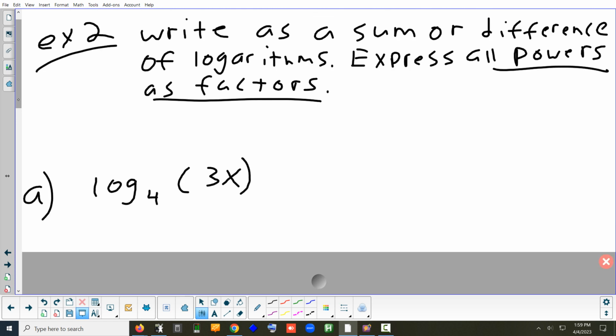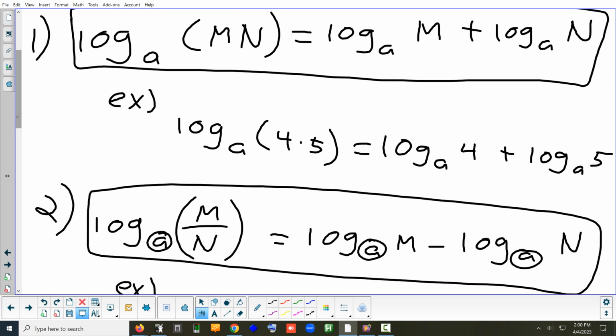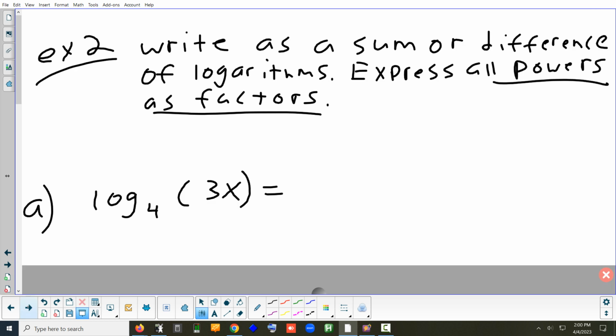Okay. So what they want us to do with these is to take something that's already a single logarithm and split it apart into 2. So when I split this apart, what operation is happening right here between the 3 and the x? They're being multiplied. How does multiplication split into 2 logarithms? Is it addition or subtraction? It's addition. So we're going to split this into 2 logarithms.